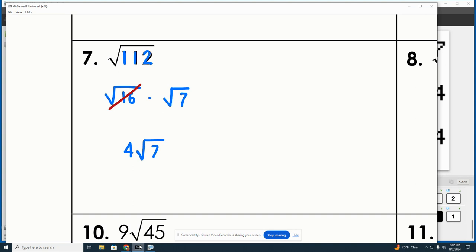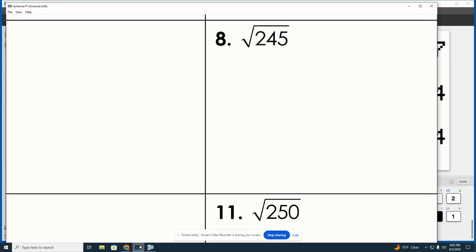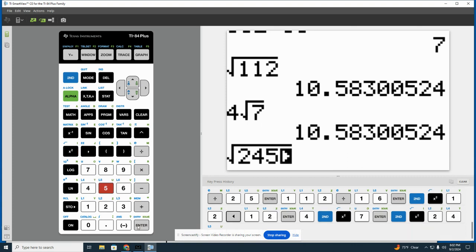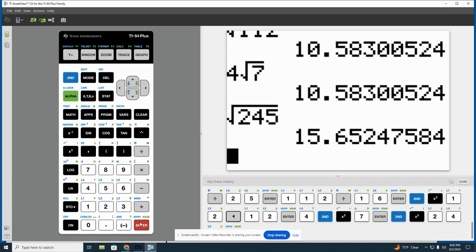It's not that hard, but people struggle with this. In my years teaching it, people struggle with this. And it's not as hard as we sometimes make it. So think, the only thing that can come out of a radical is a perfect square. Okay, look at number 8. Let's check it. The square root of 245. Is it perfect? Nope. It wasn't in my list, so you probably knew that anyways, but it's definitely not.